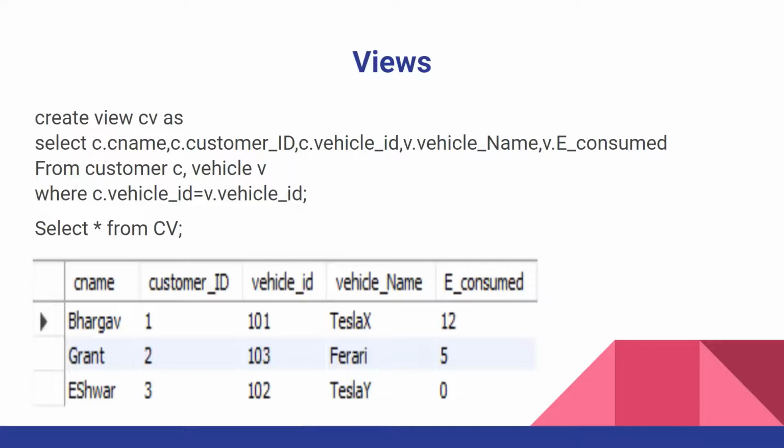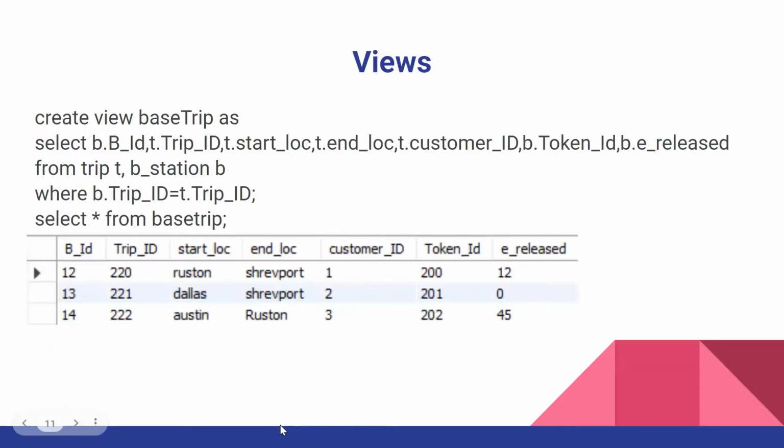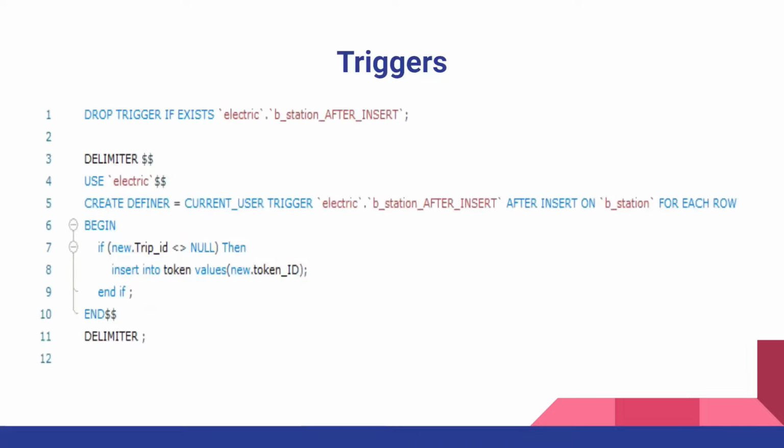So we created multiple views. This view talks about the customer and vehicle association, and has the respective customer ID as well as the vehicle ID. Moving on to the next view. This view is an accumulation of both trip and base station. Whenever a base station is assigned a start location and end location, the trip ID is generated, and based on that start and end location, a specific base ID is assigned. So this view covers that functionality. Moving on to the next slide.